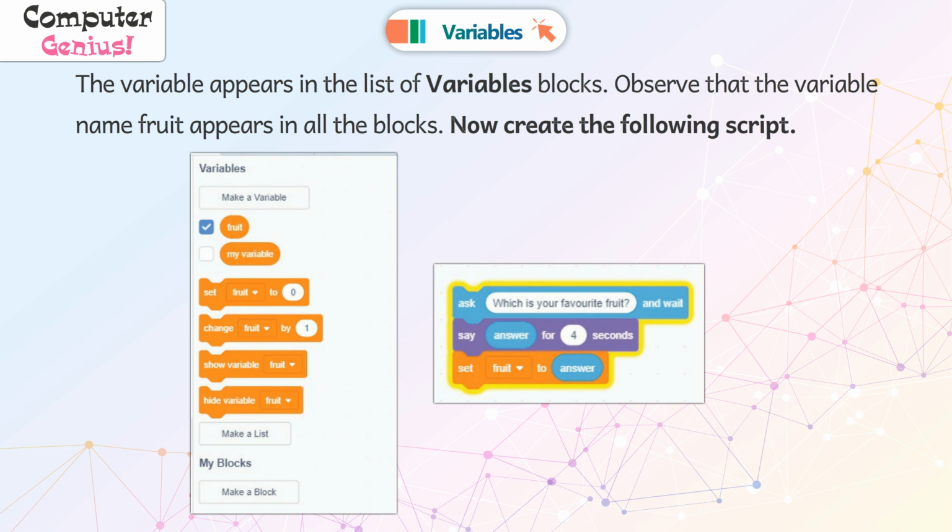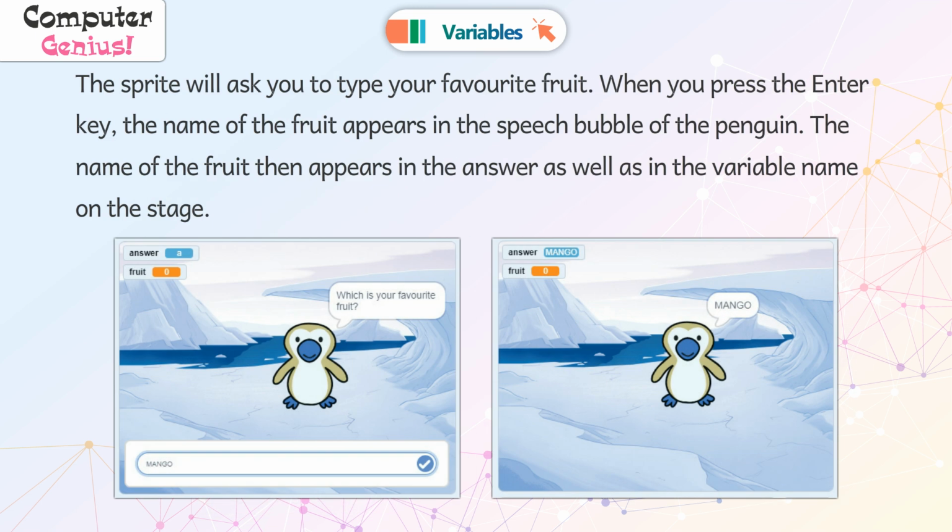Observe that the variable name fruit appears in all the blocks. Now create the following script. The sprite will ask you to type your favorite fruit. When you press the Enter key, the name of the fruit appears in the speech bubble of the penguin. The name of the fruit then appears in the answer as well as in the variable name on the stage.